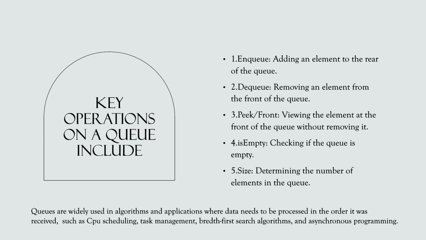Key operations on a queue include, we have 5 of them: enqueue, dequeue, peek, isEmpty, and size. If you look at them, you can kind of tell what they mean. Like enqueue, you can see it's adding, and you have dequeue. So one has to be adding and one has to be removing. That kind of makes it easier.